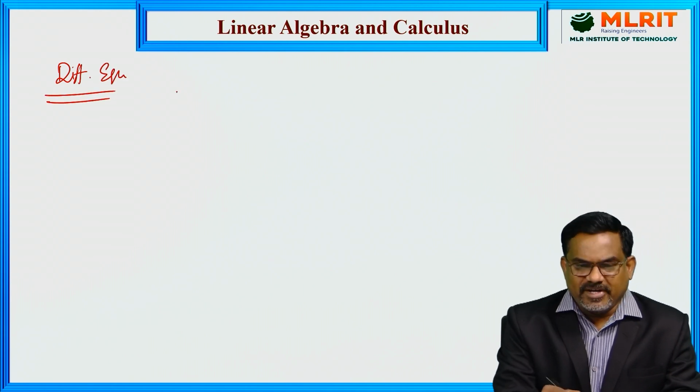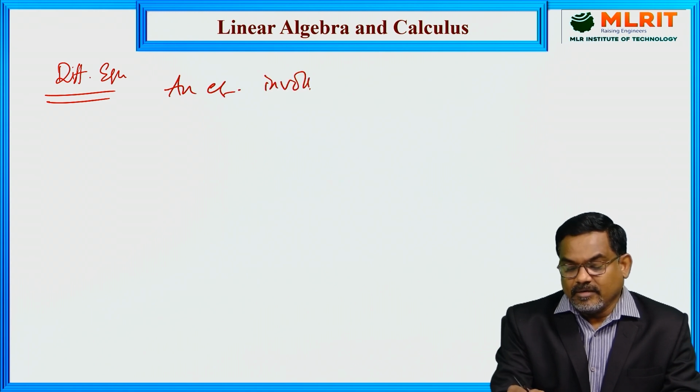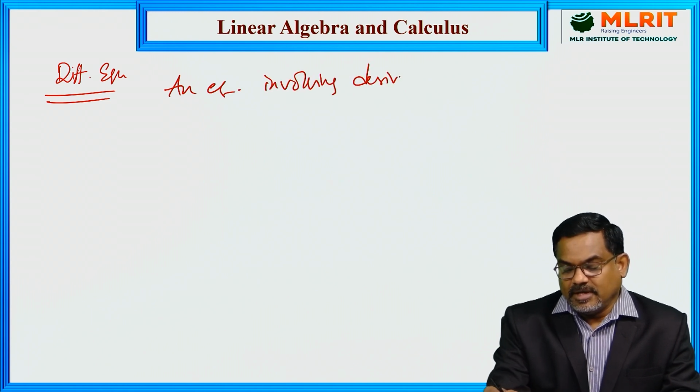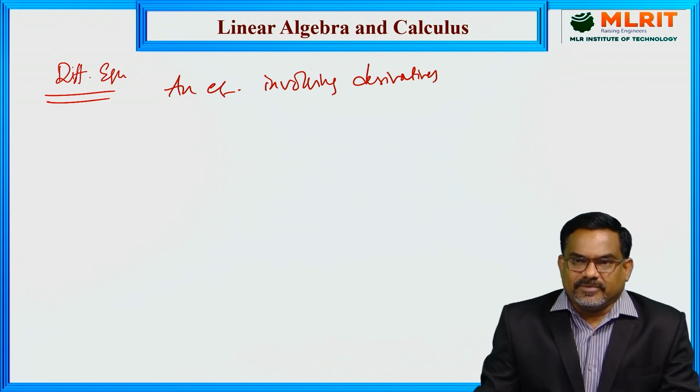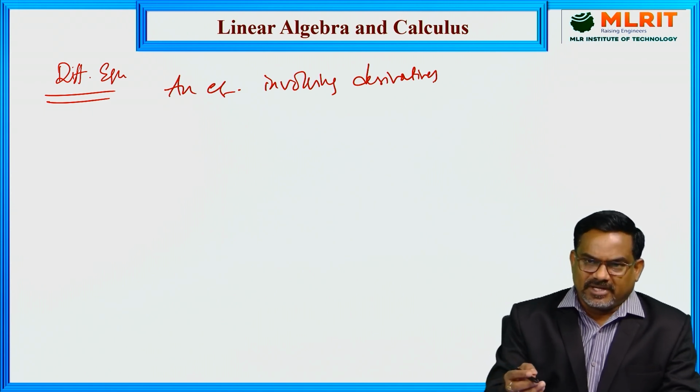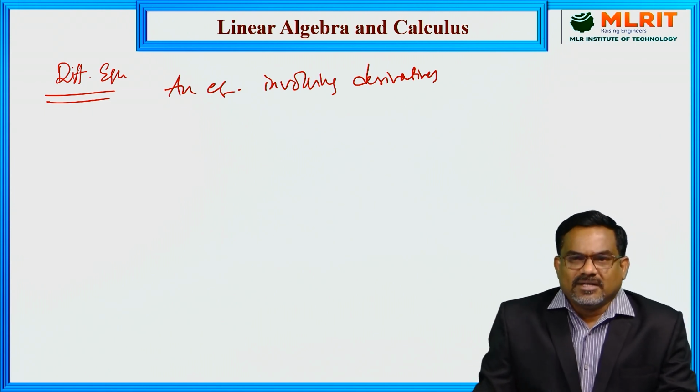It is an equation involving derivatives. A simple definition: an equation involving derivatives. If there is a derivative in that equation, it can be called a differential equation. Now, what is a derivative?